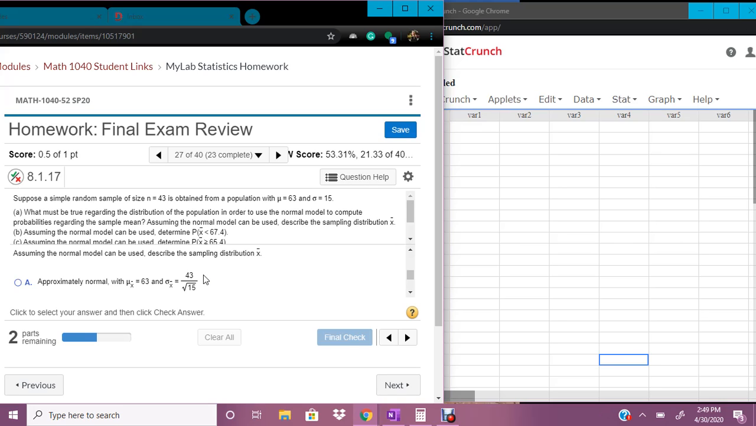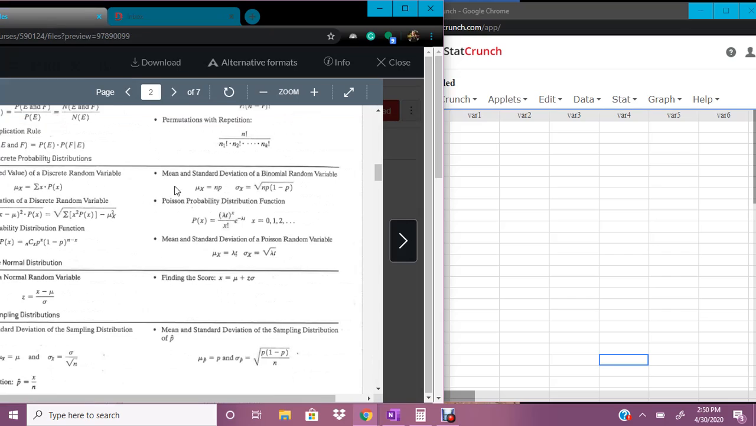And so the difference here is that it gives us the mean and standard deviation of the population, but it's asking us about the sampling distribution. So we have to compute, so our mean stays the same, but our sample standard deviation is different. And it is going to be this 15 divided by the square root of n. And you can find that in the formula sheet.